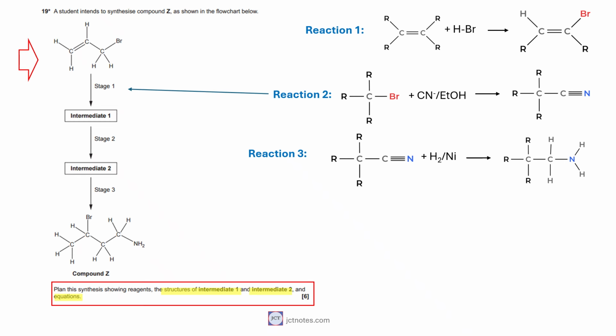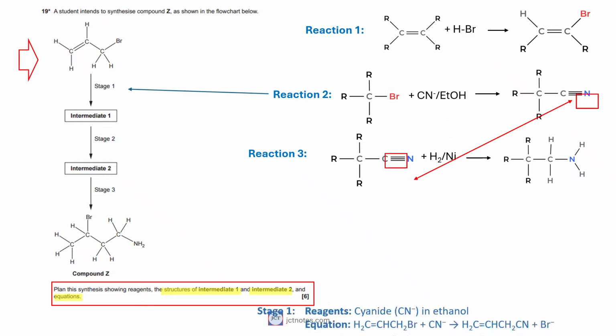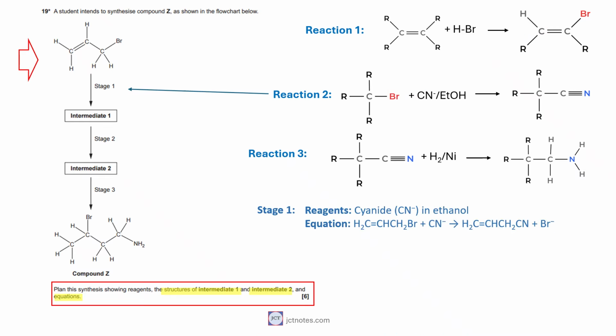If we were to use reaction 1 first, we'd introduce a bromine that would then be removed when reaction 2 is applied later. Then in stage 1, the reagents are cyanide in ethanol and the equation is 3-bromoprop-1-ene reacts with cyanide to produce but-3-enenitrile and bromide.